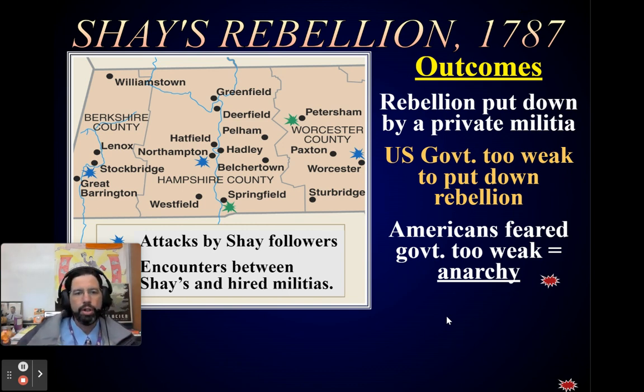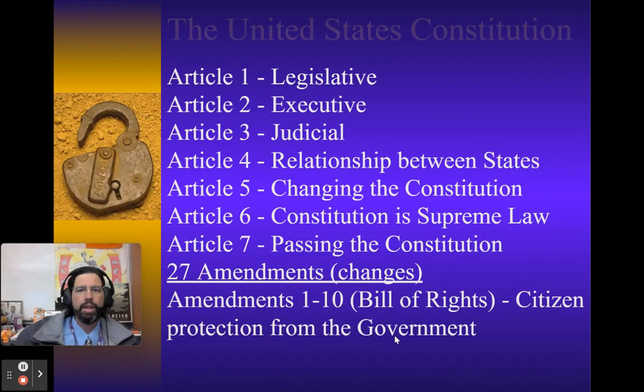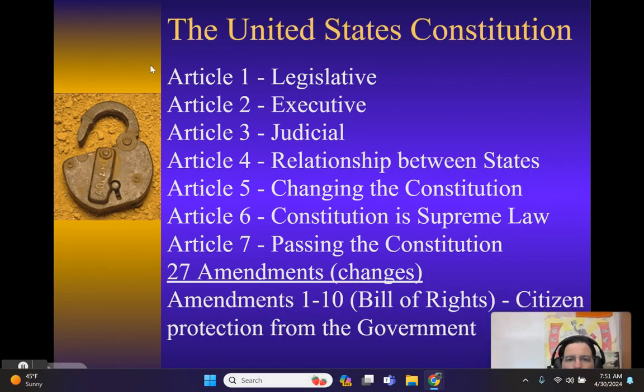Eventually, it is put down by a private militia, and what they have figured out is that the Articles of Confederation is essentially an alliance between 13 independent states, and it's not really working well at all. So there's a call for a new constitutional convention and to create a stronger idea of national government. And so what comes out of this is the United States Constitution. The United States Constitution is broken down as follows.